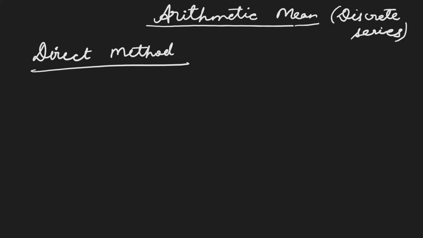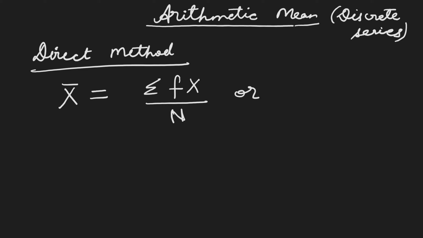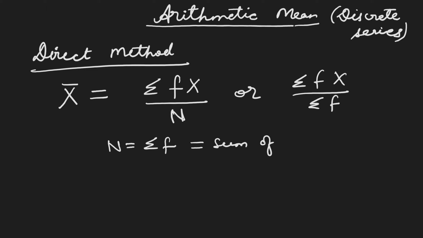See it carefully. The formula is x bar is equal to summation fx upon n. Or the formula can be like this: summation fx upon summation f. Here n is equal to summation f. Both are the same thing, and this means sum of frequencies, or in other words, total number of items.